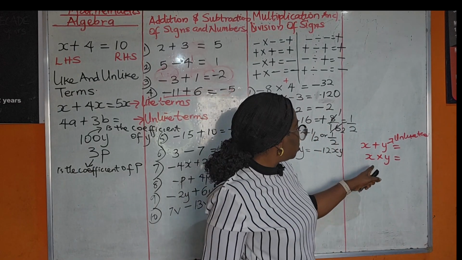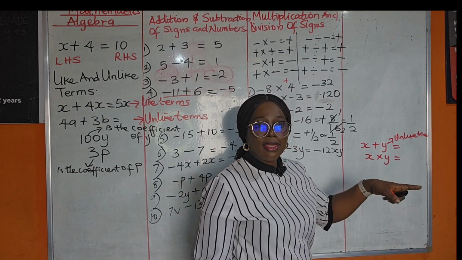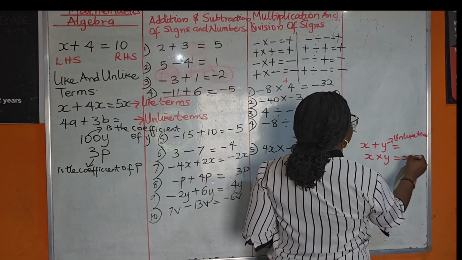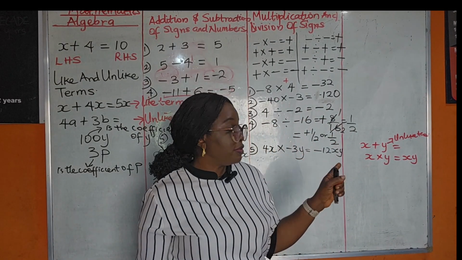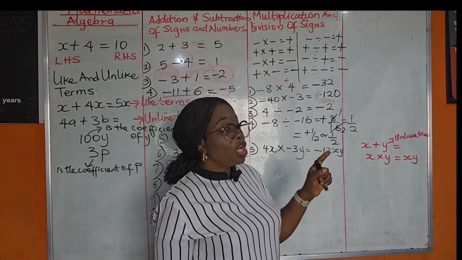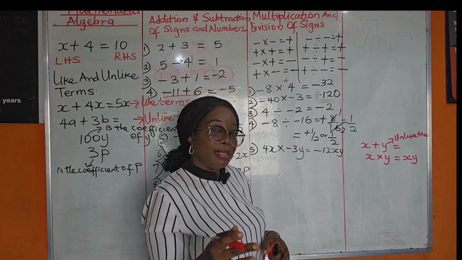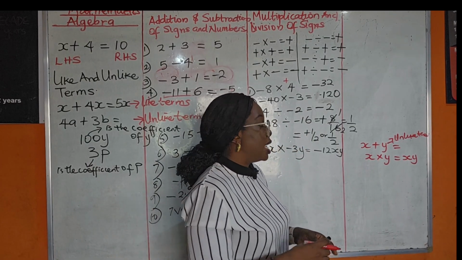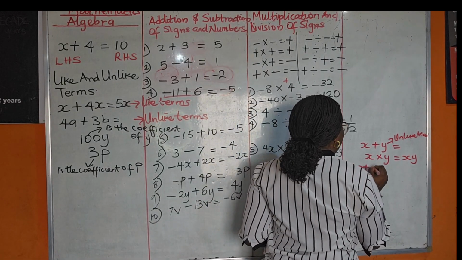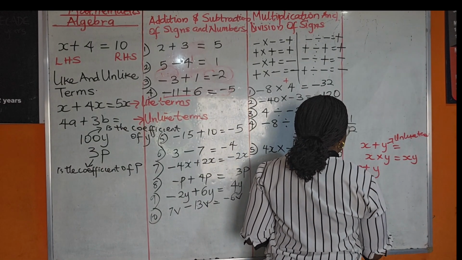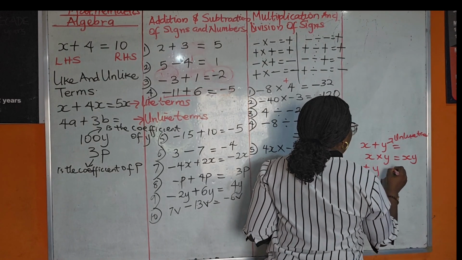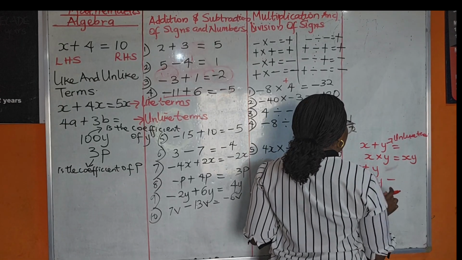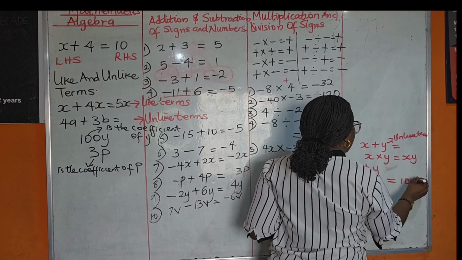But if you have to multiply x times y, yes, you can multiply it, and x times y becomes xy. So let's take note of this. In algebra, you cannot add or subtract unlike terms, but you can multiply unlike terms. And that brings me to this: 100 plus y is not the same thing as 100 times y. 100 plus y remains the same way it is. But 100 times y gives you 100y.